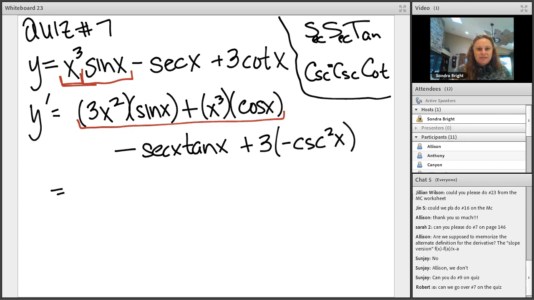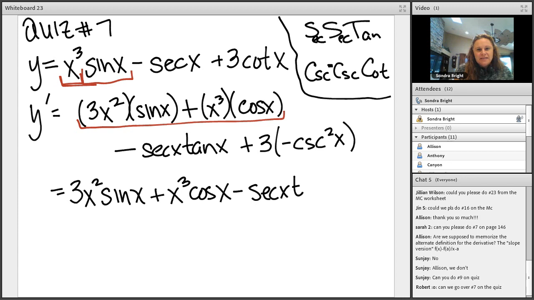All right, so is there any cleaning up to do? Not really, huh? I wrote the x cubed first, not that it matters. There were no like terms, right? So you just write it as 3x squared times sine of x plus x cubed times cosine of x minus secant x tangent x and a minus 3 cosecant squared. And there you go. Done.